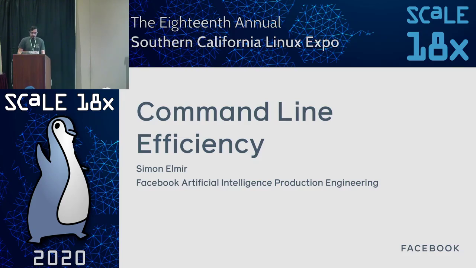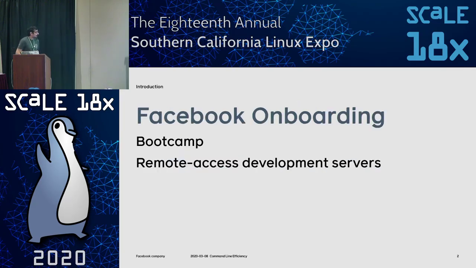My name is Simon Elmir. I'm a production engineer with the artificial intelligence team at Facebook. That means we keep the AI systems up and running and healthy. So I'm going to give a talk a lot about being more efficient and productive on the command line.